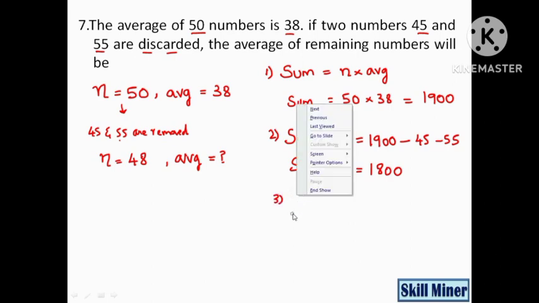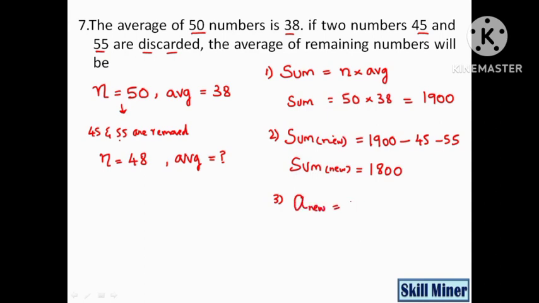Now the third point is I need to find the new average. So the new average is equal to the new sum divided by 48, which is equal to 1800 divided by 48, which will give me the new average value as 37.5. This will be the answer.